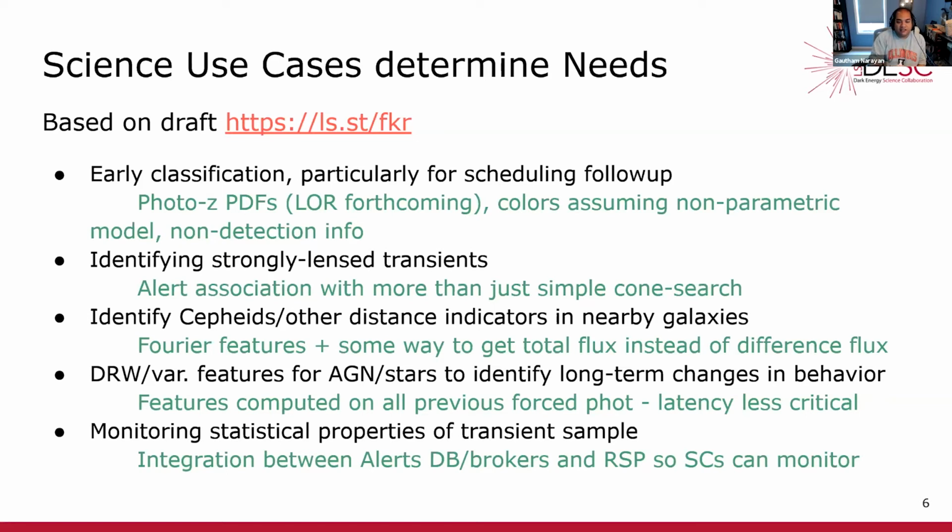If you care about identifying things like strongly lensed transients, then you want to make sure you have your alert association happen with more than just a simple cone search. And this, of course, actually came up in the alert broker section just before this, where if we're using some kind of fixed radius to do this association, we might miss a lot of these sources. It's a little bit more complicated than that. If you care about identifying things like Cepheids, Fourier features or some other way to get the total flux instead of just the difference flux matter.